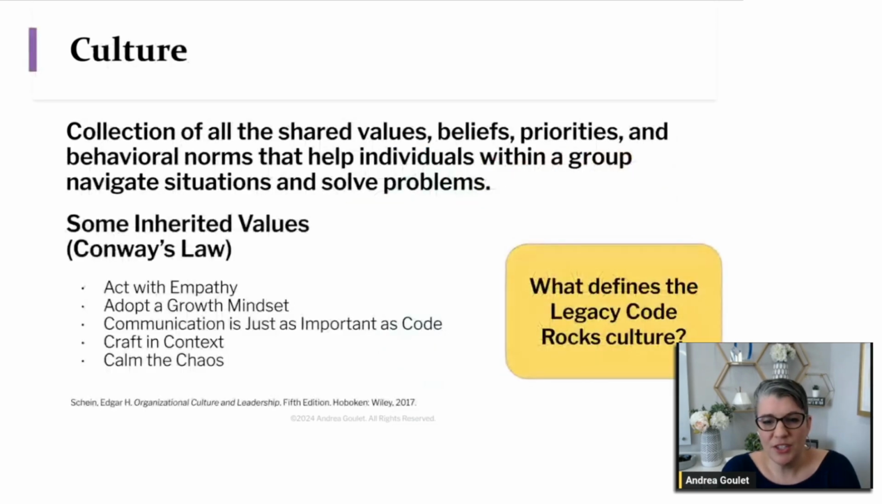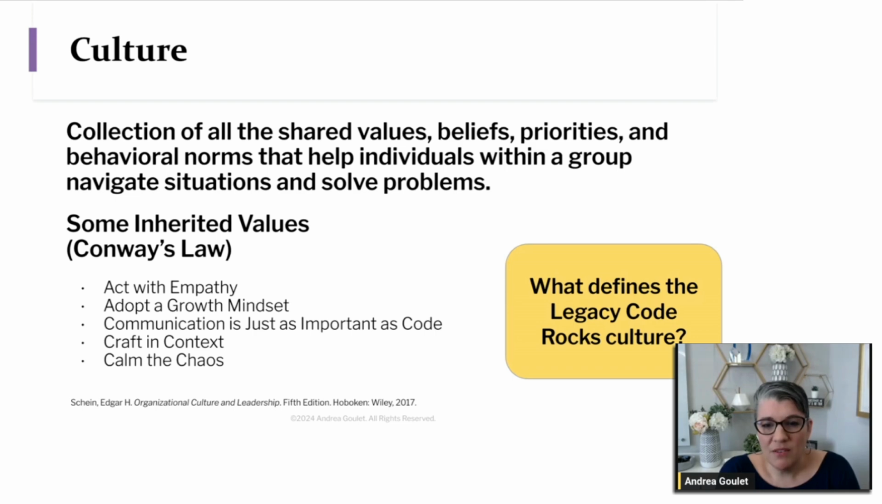So I love Edgar Schein's definition, where a culture is really the collection of all of the shared values, beliefs, priorities, and behavioral norms that individuals use within a group to navigate situations and solve problems. And it's shared learning, and it happens whether or not you're intentional about it, right? Families have culture. Like there's a lot of hidden, unsaid things that people just know. But there's also things that are explicit.